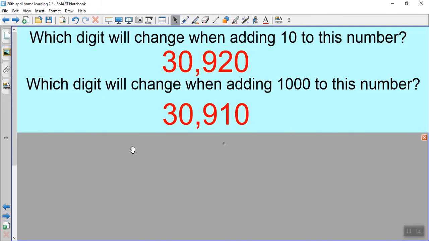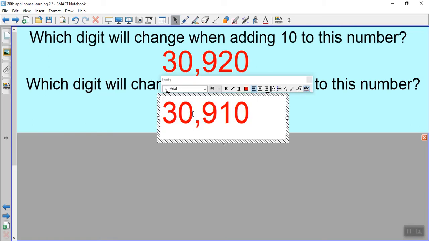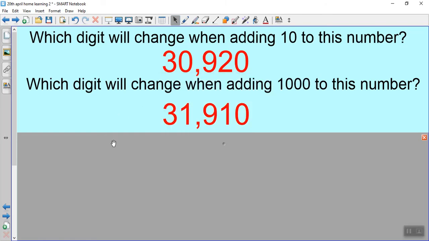Which digit will change when adding 1,000 to this number? So I've got 30,910. If I add 1,000 to the number, which digit would change? Wouldn't be the ones, it wouldn't be the tens, it wouldn't be the hundreds, it would need to be the thousands. I'm going to add 1,000 to that number. It's going to become 31,910.